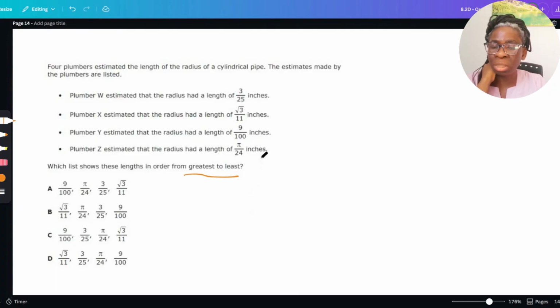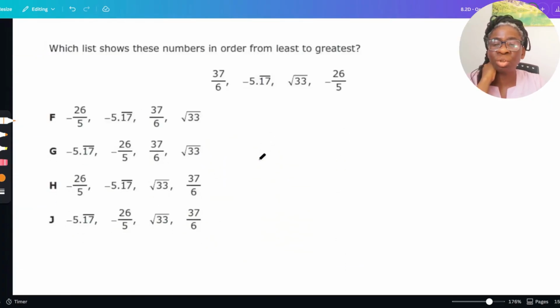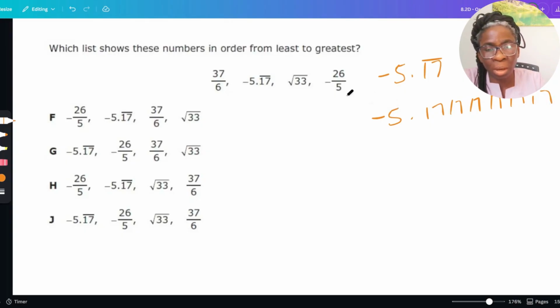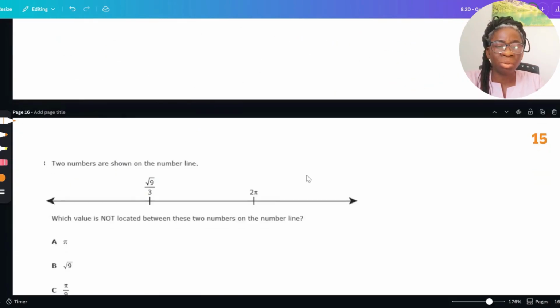So the next one, which list shows these numbers in order from least to greatest? Mind you, this is a repeating decimal. When you see something like this, minus 5.17 bar, this means that this will be minus 5.1717, that's what it means. So convert every other thing and arrange from least to greatest. Now to the next question.